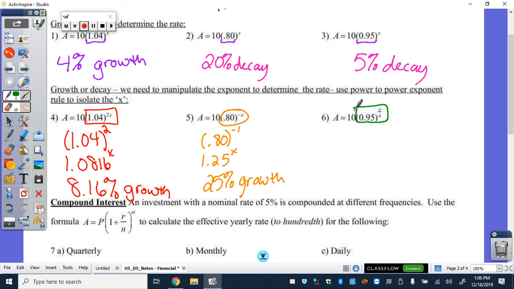Number 6, what exponent would I raise my 0.95 to? 1/4. Remember, there's a 1 in front of that x. It's being divided by 4, so 1/4. 0.95 to the 1/4 power. It's still a decay. But how much is it decaying by? About 1.3%.